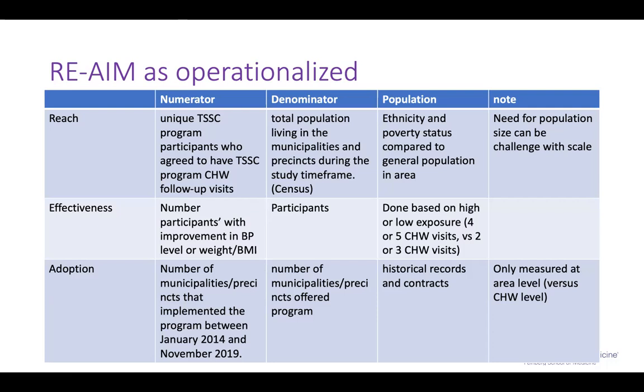In adoption, they looked at this more at the organizational or at the geographic level, and that was the number of municipalities or precincts that implemented the program versus those that were offered. And for that, they used sort of historical records or the contracts. Now, what's interesting is this only measures it again at the municipality level. It doesn't actually measure, for example, at the community health worker level, which might again begin to help you understand some of the variability in how it's actually implemented in reality.